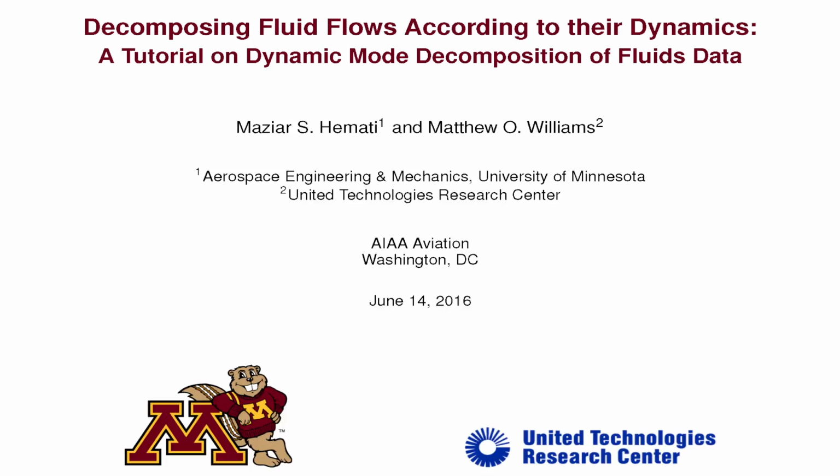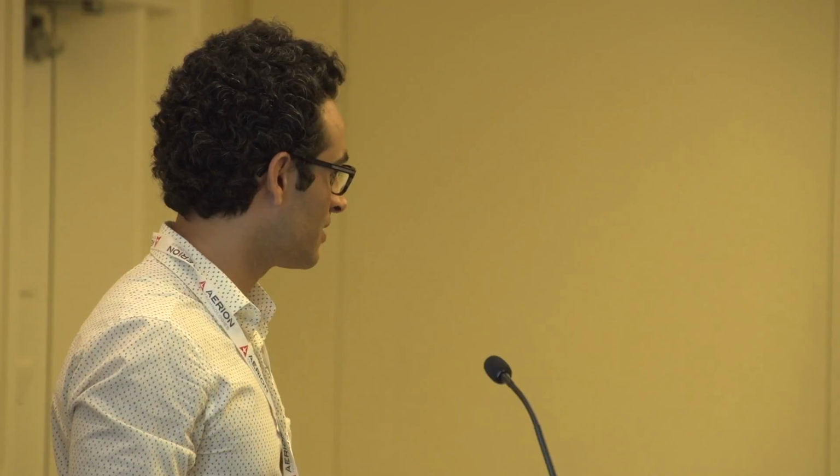And just some quick information about our speakers. So Maziar received his PhD from UCLA. He then went on and did a postdoc at Princeton, and is now on the faculty at the Aerospace and Mechanics Department at the University of Minnesota. Matt Williams received his PhD from the University of Washington and then did a postdoc at Princeton. You're going to notice the theme here as we go on in this session. And is currently a researcher at the United Technologies Research Center. So with that, we'll turn it over to Maziar.